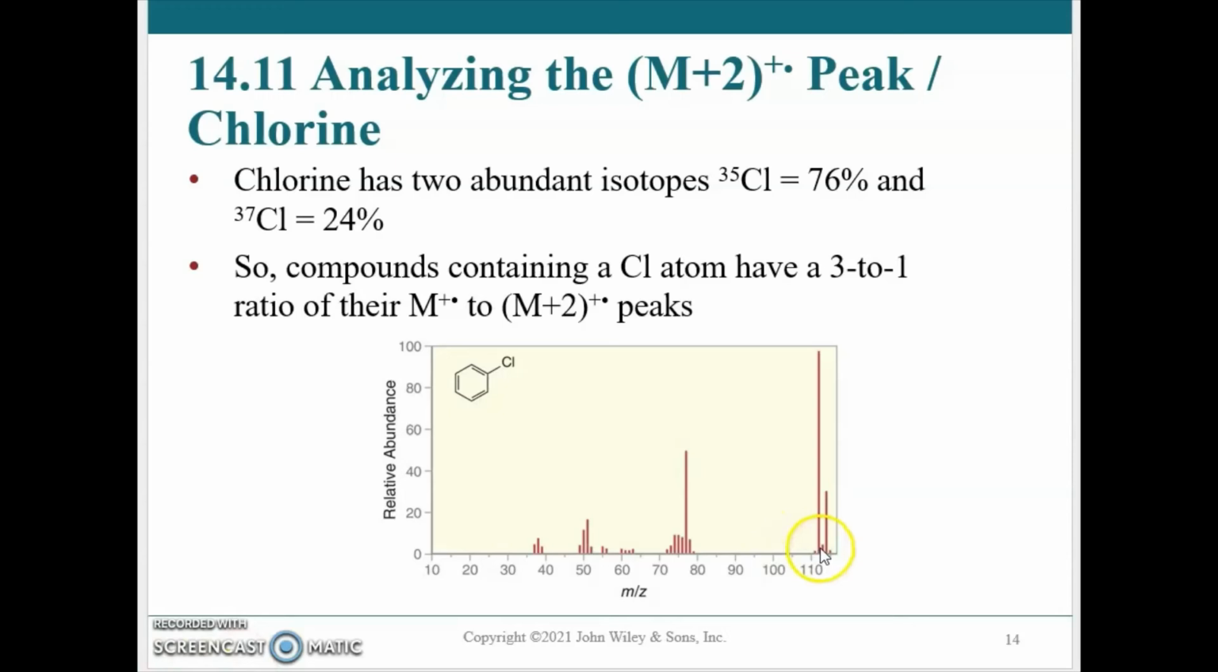The molecular ion peak, which happens to be the base peak here, is at 112 m/z. Then 113 is the carbon isotope peak of this peak, and 114 is the chlorine isotope peak. So this 3-to-1 pattern in the peaks is what's diagnostic for the presence of chlorine. And any fragment that contains chlorine will also have this 3 to 1 ratio.